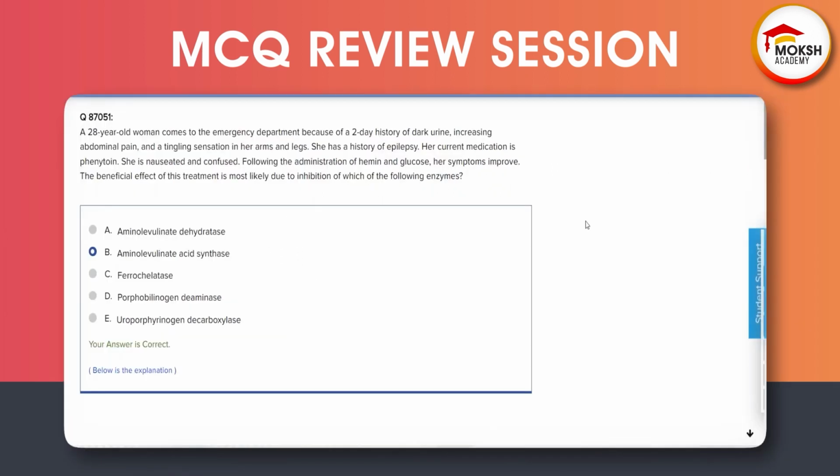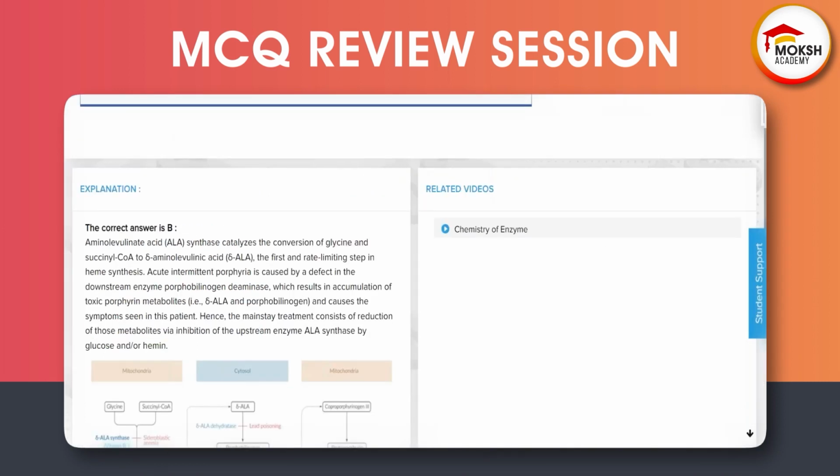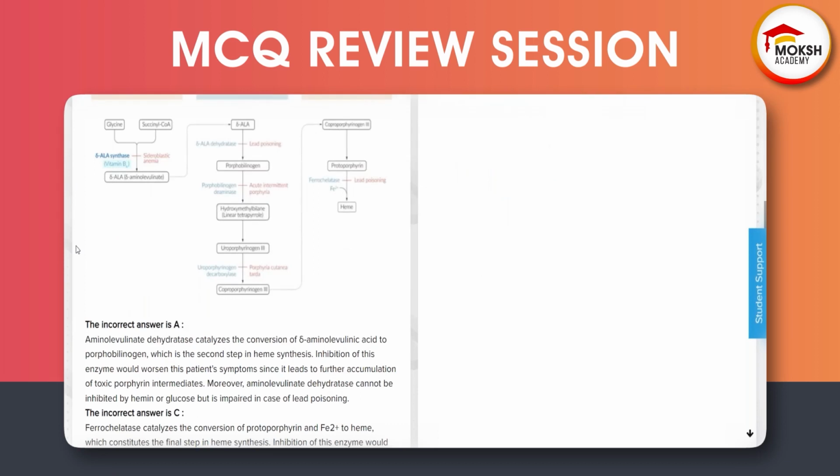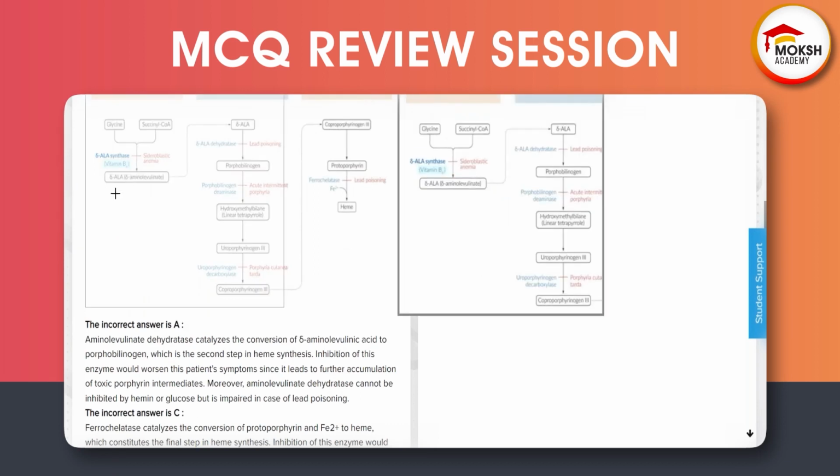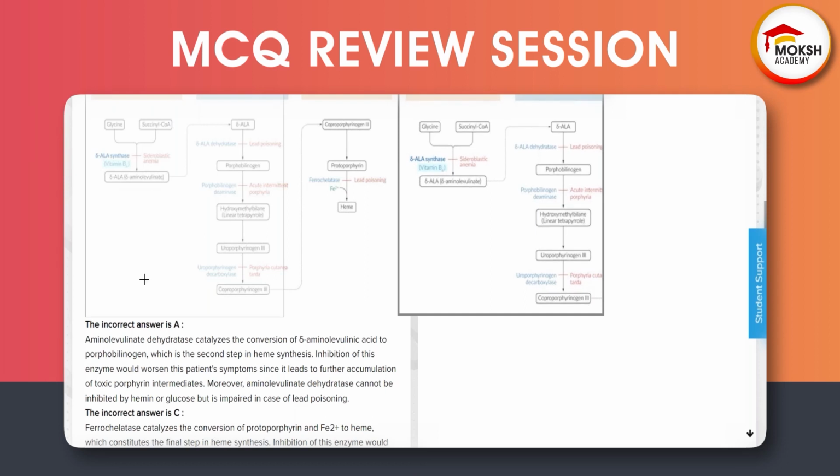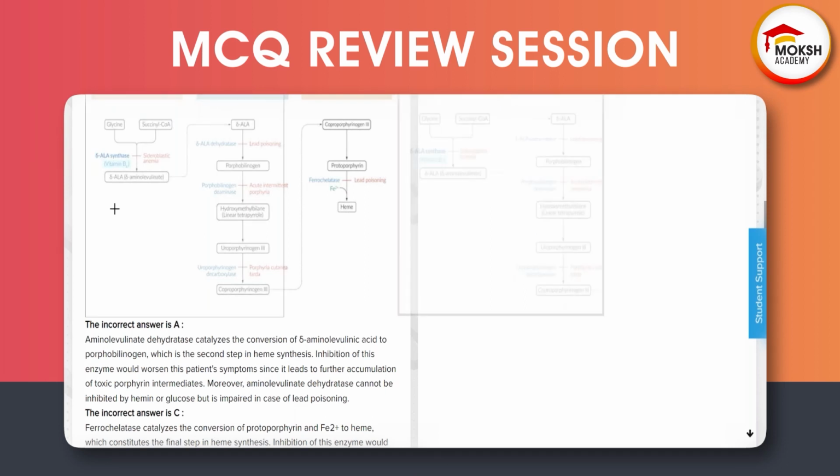So it is a case of porphyria. You have to understand the enzyme. You see here that glycine and succinyl coenzyme A make delta ALA with the help of the enzyme ALA synthase, and it's going to manifest.